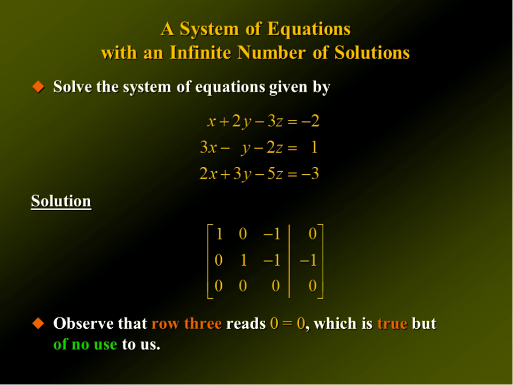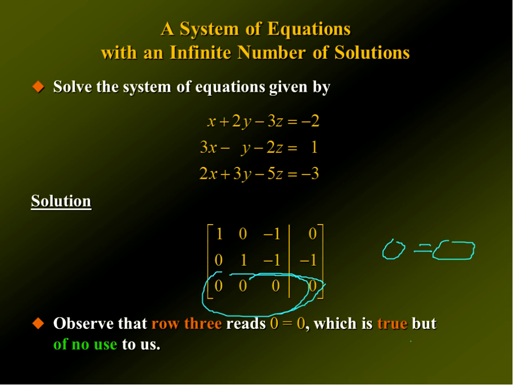So in this case with infinitely many solutions, I observe that a complete row is 0. Here row 3 reads 0 is equal to 0, which is true but of no use. The row is completely 0, so we say there are infinitely many solutions. And as in the previous section, I observed that 0 is equal to 0.